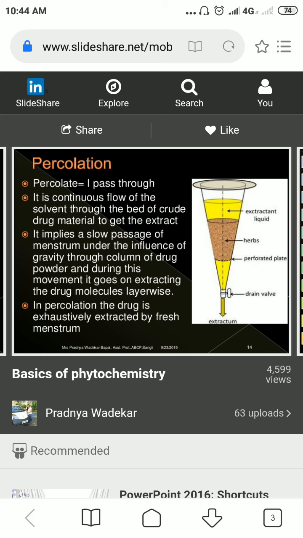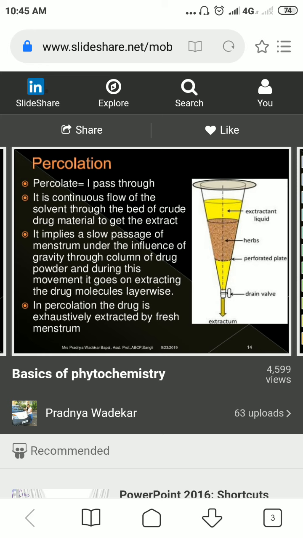You can see here how it looks in percolation. The first layer is a perforated plate, then your herbal powder and then the extractant liquid. The liquid is continuously passed through your powder, and then we can collect it from the drain valve. A small amount of extracted liquid continuously comes out through the valve.